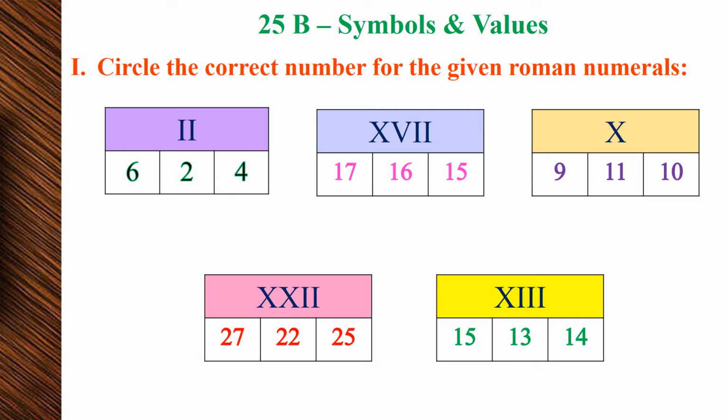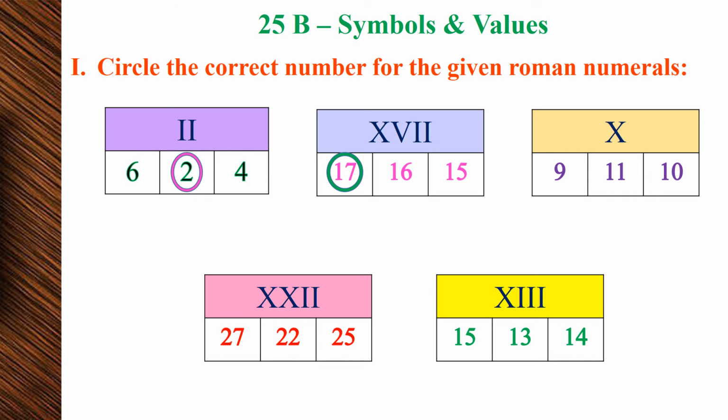Symbols and values will be given in this. Color the correct number for the given Roman numerals. In the first one we have 2I. One I is equal to 1 and another I is equal to 1. So 1 plus 1, 2. So 6 and 4 are wrong. We circled 2 as the answer here. Likewise in the second one, X, V, I, I. X is equal to 10, V is equal to 5 and I is equal to 1 and another I is equal to 1. Therefore, on adding them, we get 17.